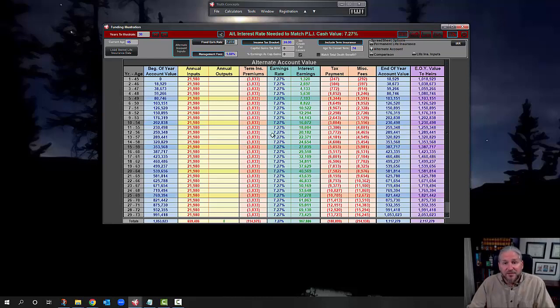Buy term and invest the difference is a great idea unless you've got a better one. A life insurance policy only earning 3.21% is the equivalent of earning 7.27% every single year in some alternate account when you take into account the taxes and life insurance and so on. This can be a huge revelation to clients.